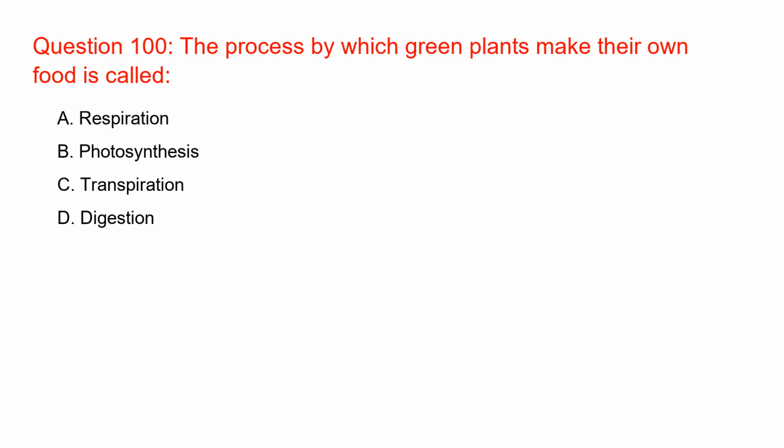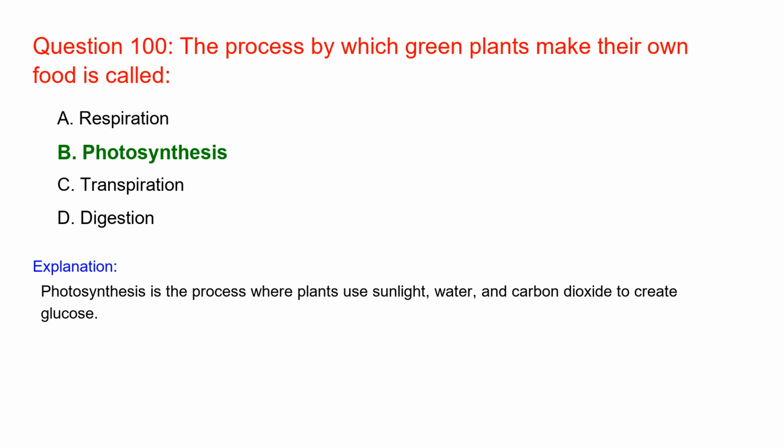The process by which green plants make their own food is called photosynthesis. Photosynthesis is the process where plants use sunlight, water, and carbon dioxide to create glucose.